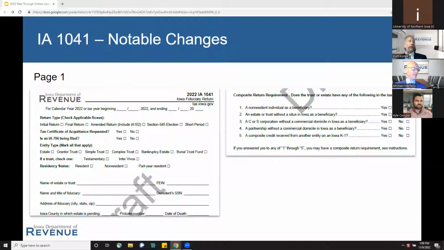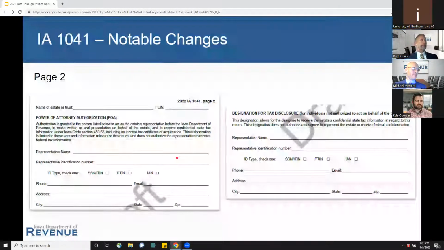And then if I turn to page 2, Mike, if you want to switch that to page 2.